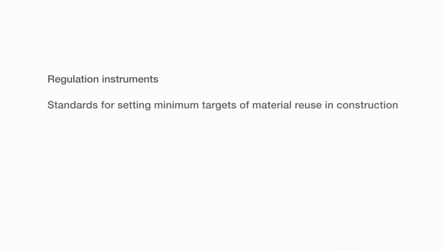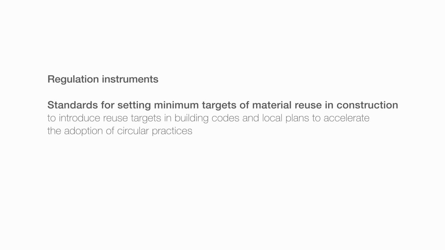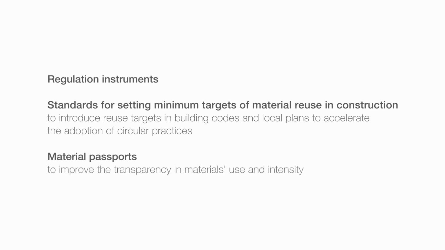Under regulation instruments, one may find standards for setting minimum targets of material reuse in construction, that aim to introduce reuse targets in building codes and local plans to accelerate the adoption of circular practices. Or material passports that will help to improve the transparency in materials use and intensity, which is key to enable a market for secondary materials and components once a building has reached the end of its life cycle.